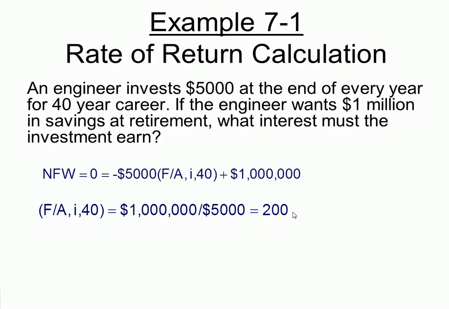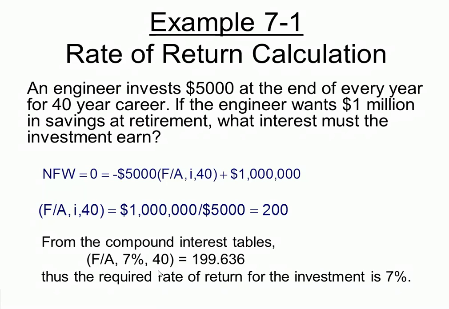So now 200, that's our discount factor. Can we find an I such that F given A at I, 40 would be 200? We can look in the tables in the book, at different pages for different I, and look into the column F given A and row 40. We can see in those tables that at I equals 7%, F given A at 7%, 40 is very close. It's actually 199.636. So if we approximate it, it would be 200. Therefore, we can conclude that the required rate of return is approximately 7%.